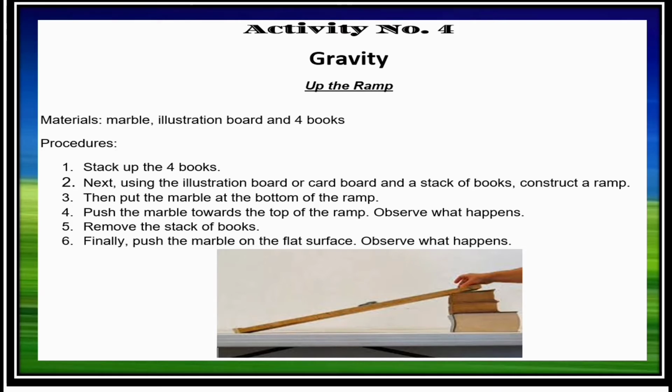What are the procedures? One, stack up the 4 books. Next, using the illustration board or cardboard and the stack of books, construct a ramp. Then put the marble at the bottom of the ramp. Push the marble towards the top of the ramp. Observe what happens. Remove the stack of books, and finally, push the marble on the flat surface. Observe what happens. In order to perform the activity properly, let us watch this short video on how to perform the activity.